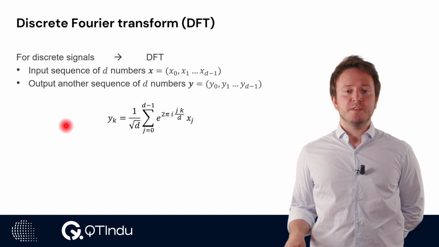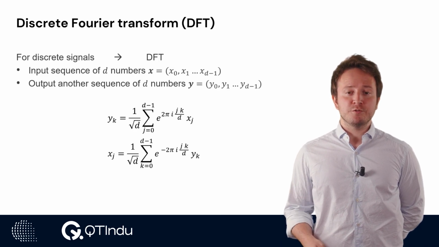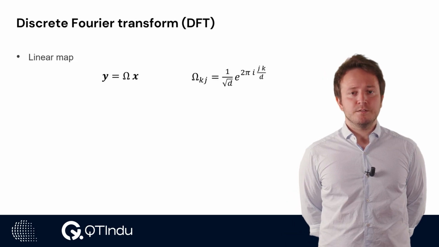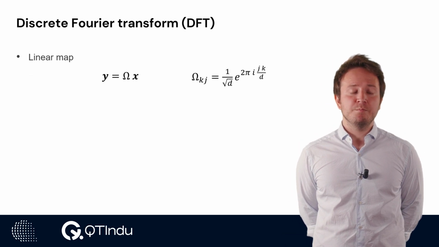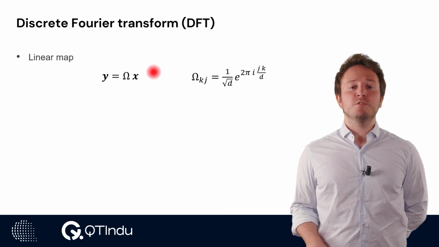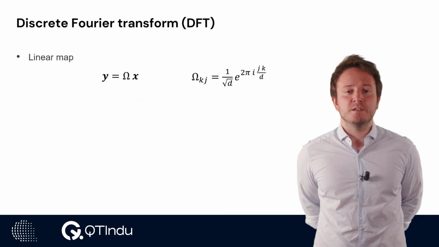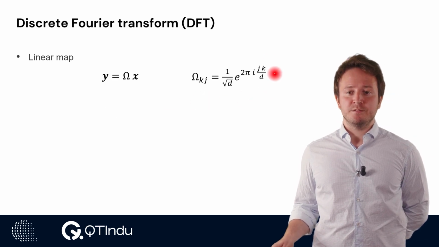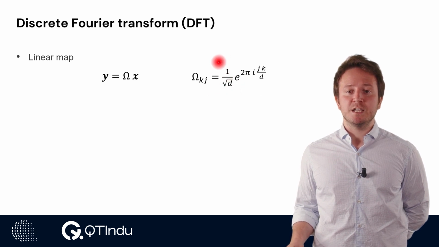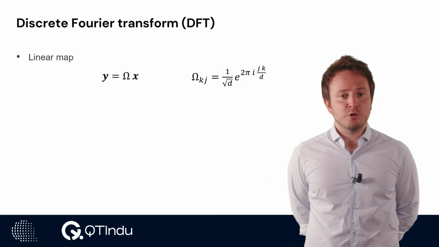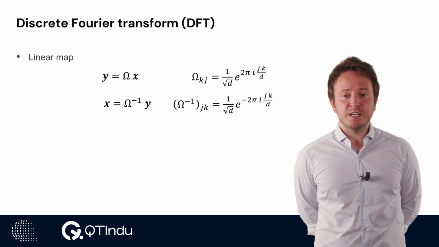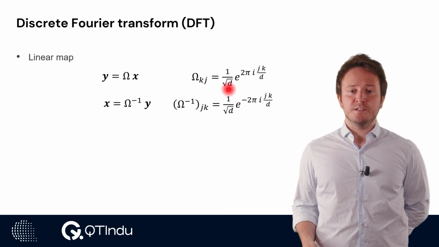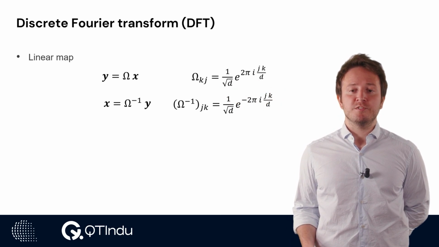Now, this is the direct discrete Fourier transform. We also have the inverse Fourier transform, and it's exactly the same except for a minus sign. The discrete Fourier transform is a linear map that maps a vector y into a vector x through a matrix, capital omega. The elements of the matrix capital omega are given by this formula. Essentially, they are just phase factors renormalized by the dimension of the space. Of course, there's also an inverse of this linear map, which, as we just showed, is given by essentially the same formula except for a minus sign.